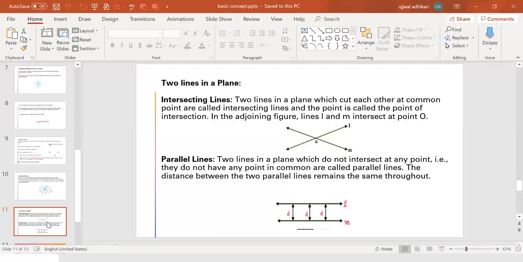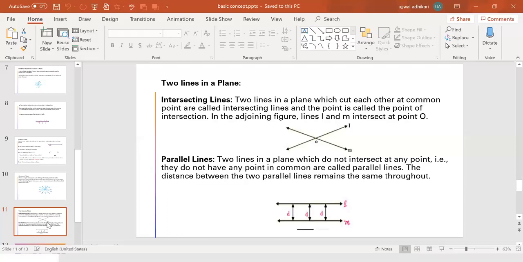And next one is the parallel lines. If 2 lines in a plane do not intersect at any point, that is, they do not have any point in common, they are called parallel lines. यदि दुईवटा लाइनहरु एकअर्कासँग कहिले पनि क्रस हुँदैनन् र बीचको डिस्टेन्स त्यो दुईवटा लाइनहरुको डिस्टेन्स चाहिँ जहिले पनि कन्स्टेन्ट मात्रै हुन्छ भने these lines are called parallel lines.